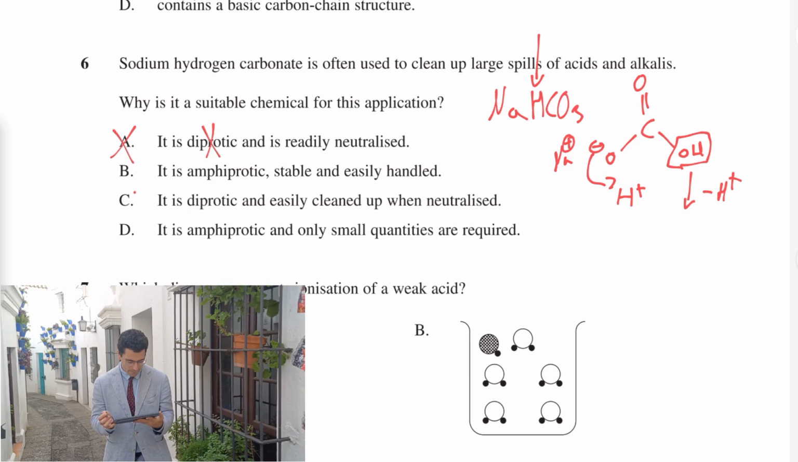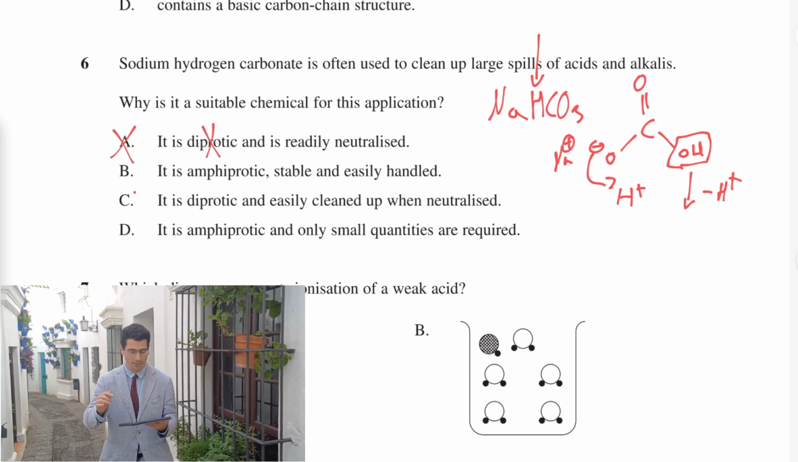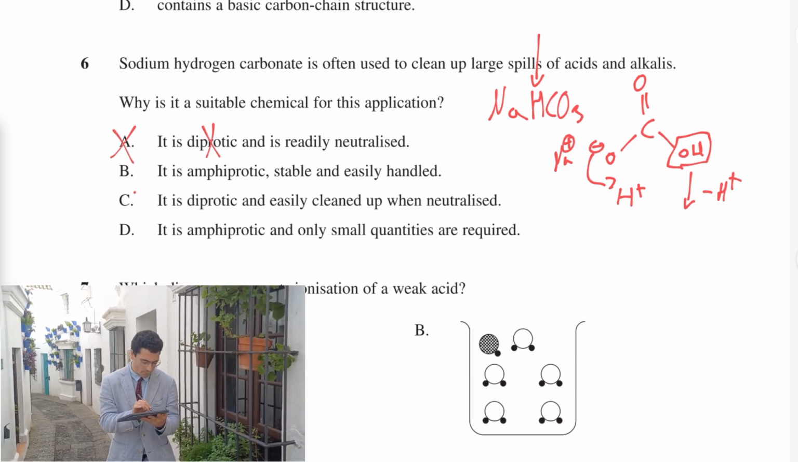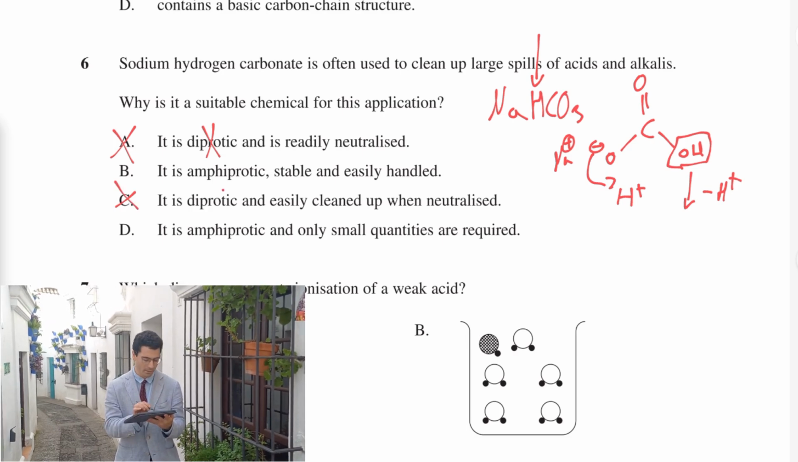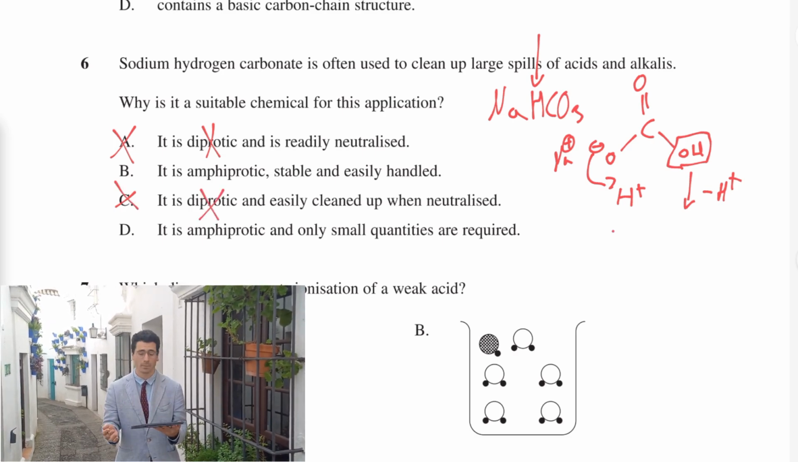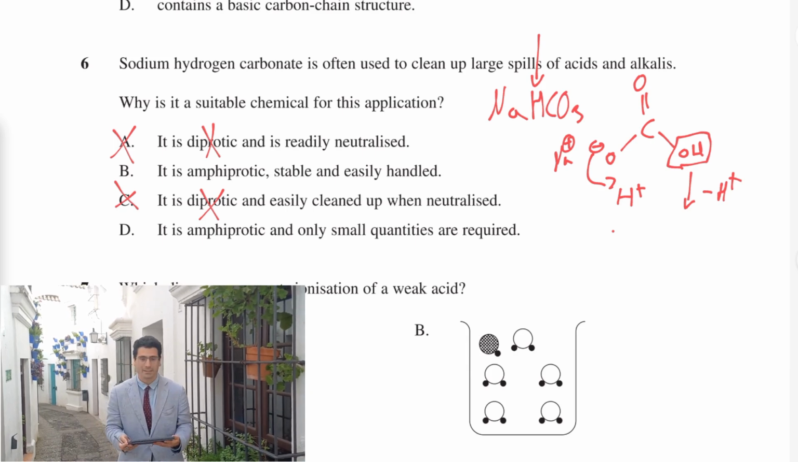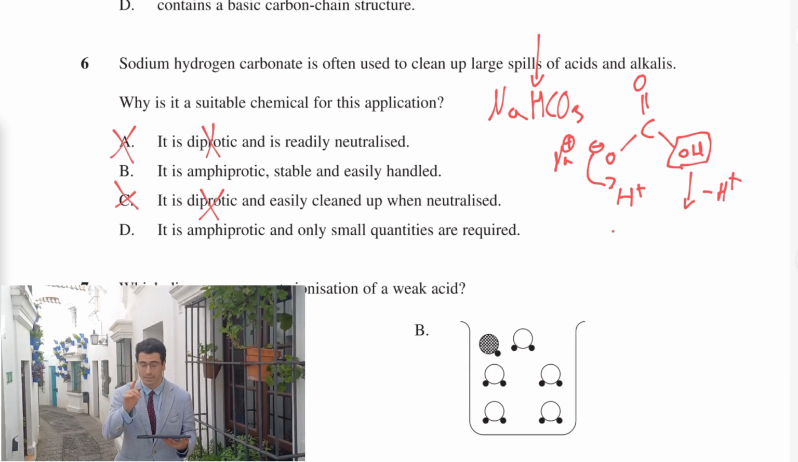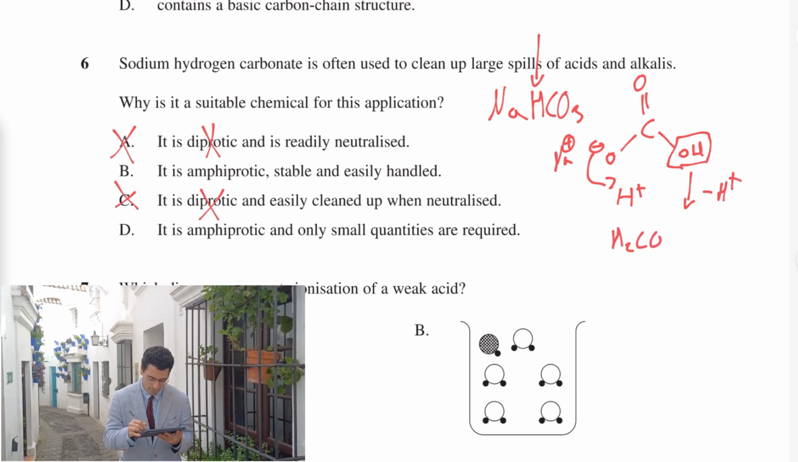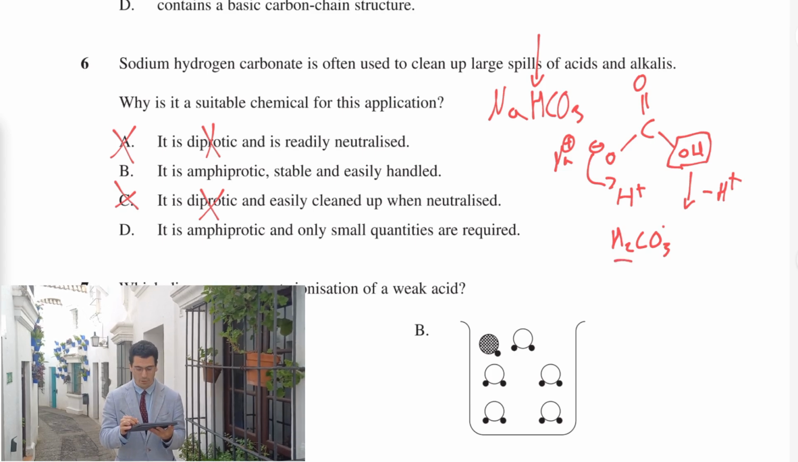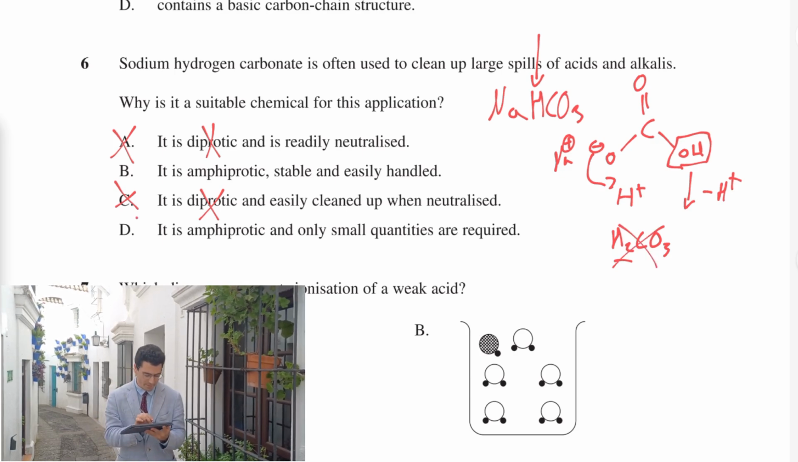So let's look at C just for educational purposes. It cannot be C because we already see the word diprotic. We've already established that sodium bicarbonate is not diprotic. Carbonic acid, however, which I will draw on screen, H2CO3. Now, this would be diprotic. We know it's diprotic because there are two protons, but this is not the molecule we're talking about. We're talking about sodium bicarbonate. So it cannot be C.